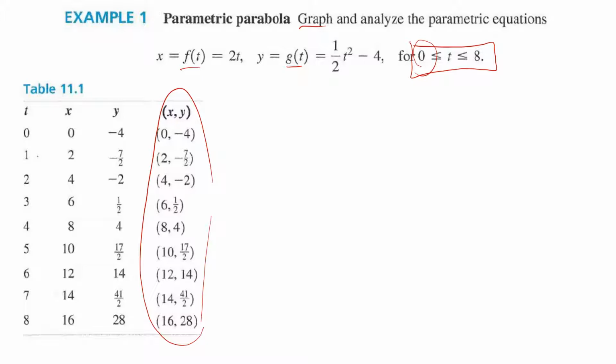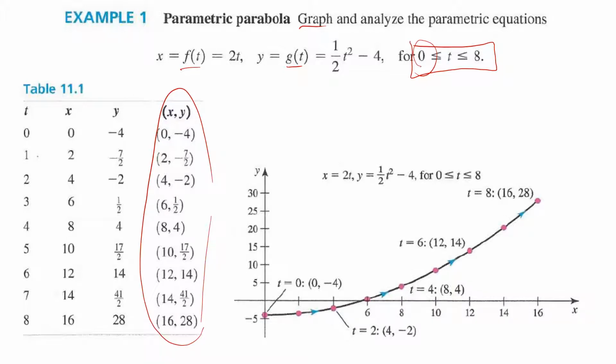So if we were to graph these, we would get this curve, which is part of a parabola. Not much of a parabola, but it is part of a parabola. And we can see the different point values along the way. So one thing to know about parametric functions as opposed to regular functions is that they have a direction. T started at 0 and then it moved to 8. So notice these arrows here showing what direction this graph is moving.